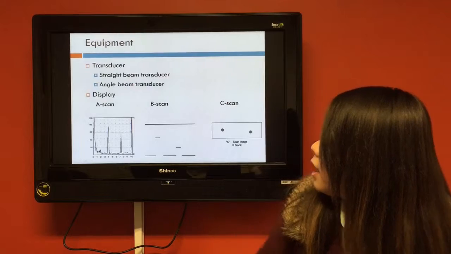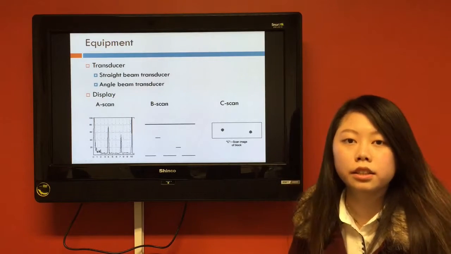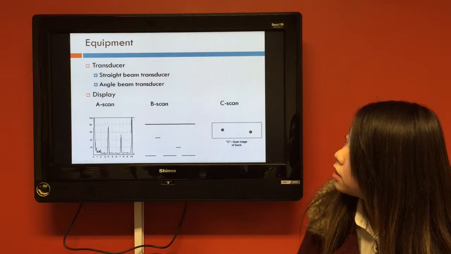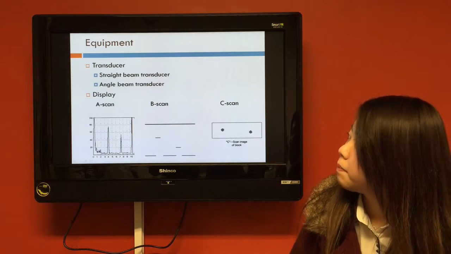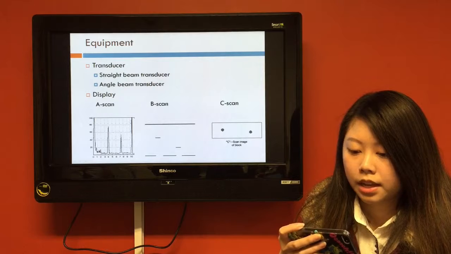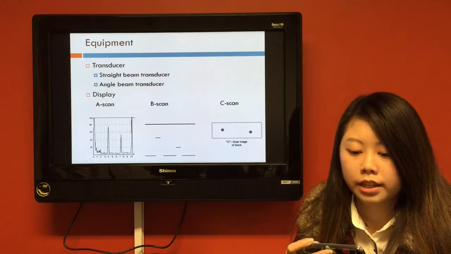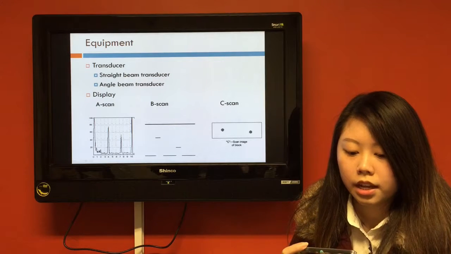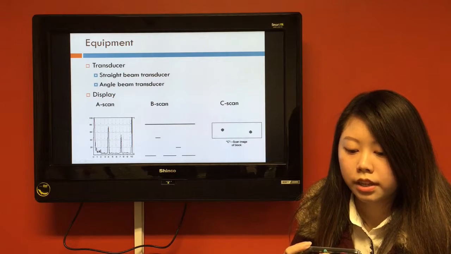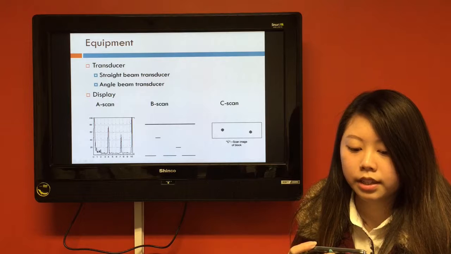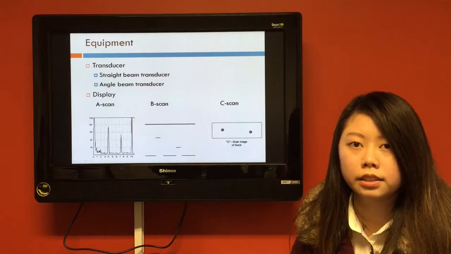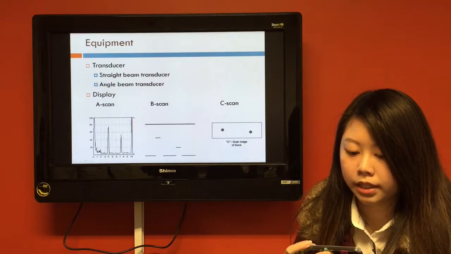And then there are different pieces of equipment in the ultrasonic system. First, let me talk about the transducer. The straight beam transducer is usually used for checking internal defects in a part. The transducer emits the sound wave perpendicularly to the surface of the part that is being examined.